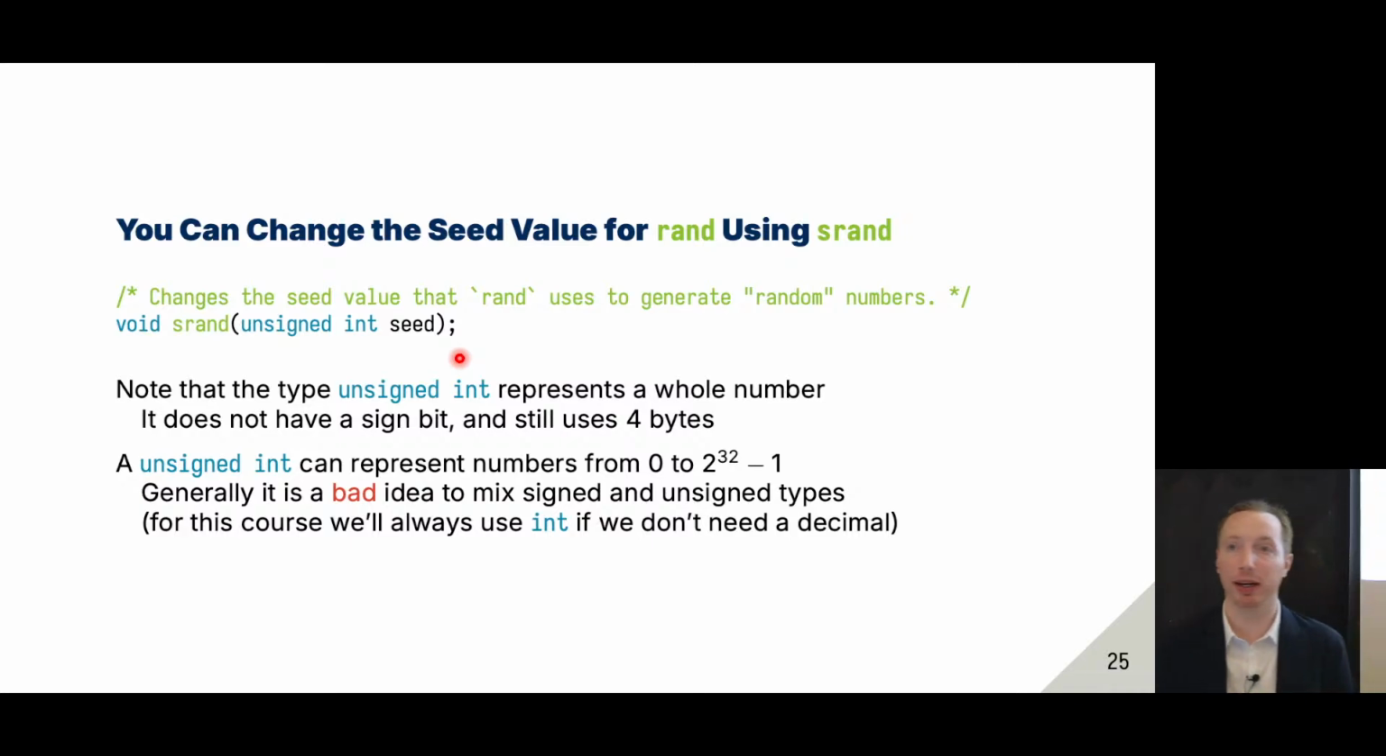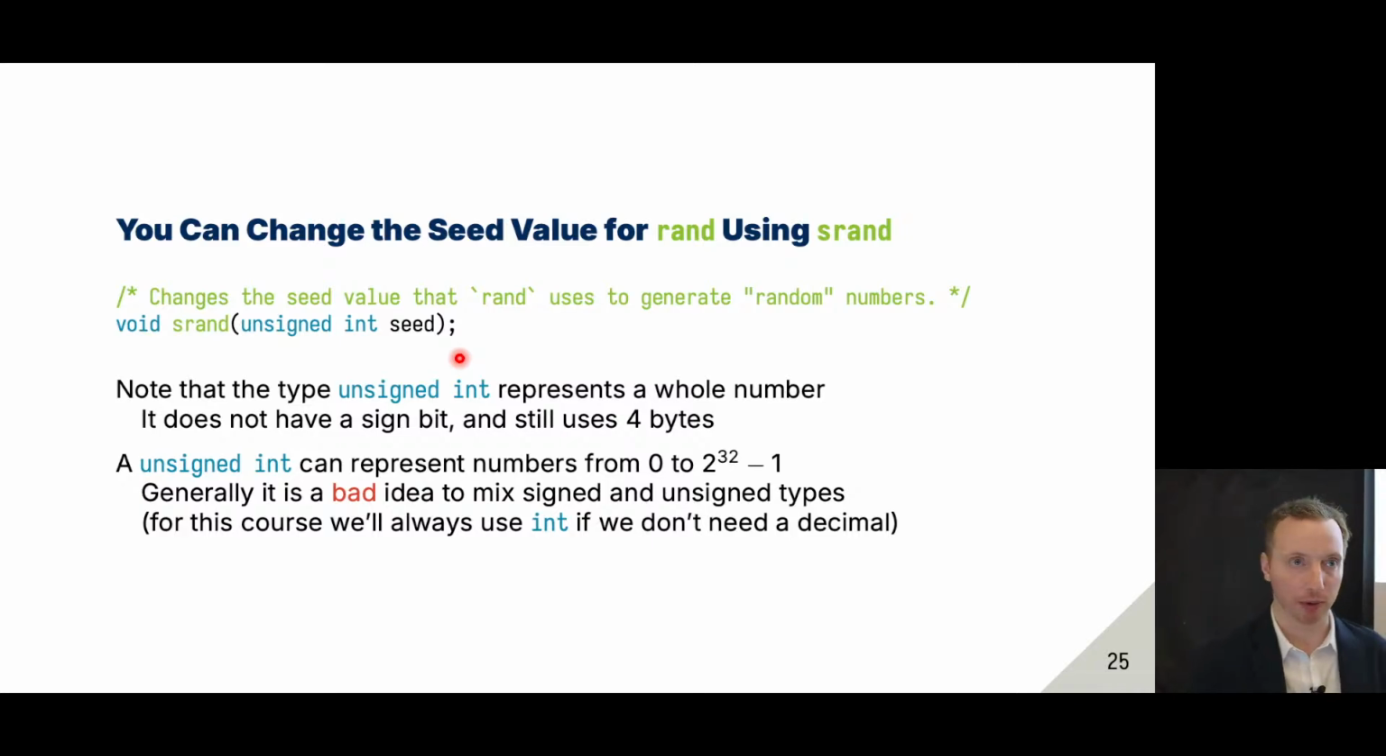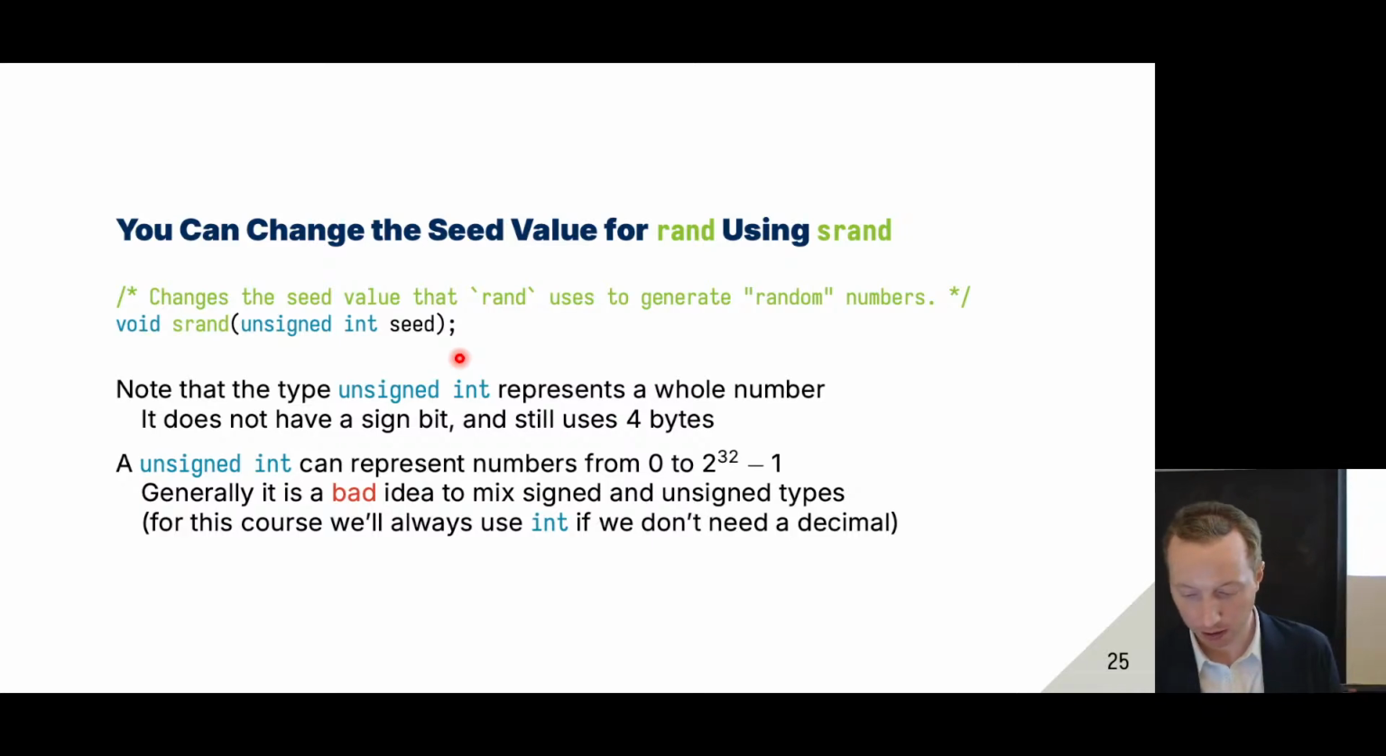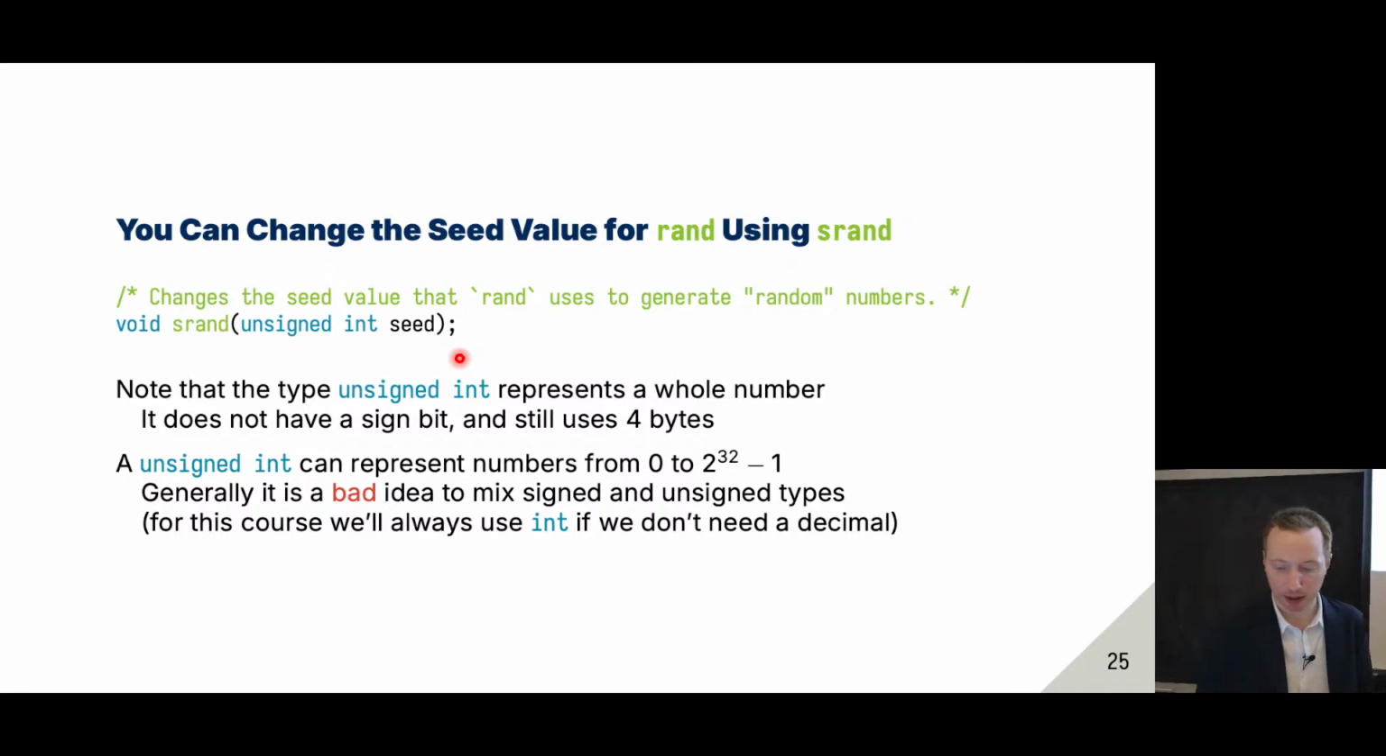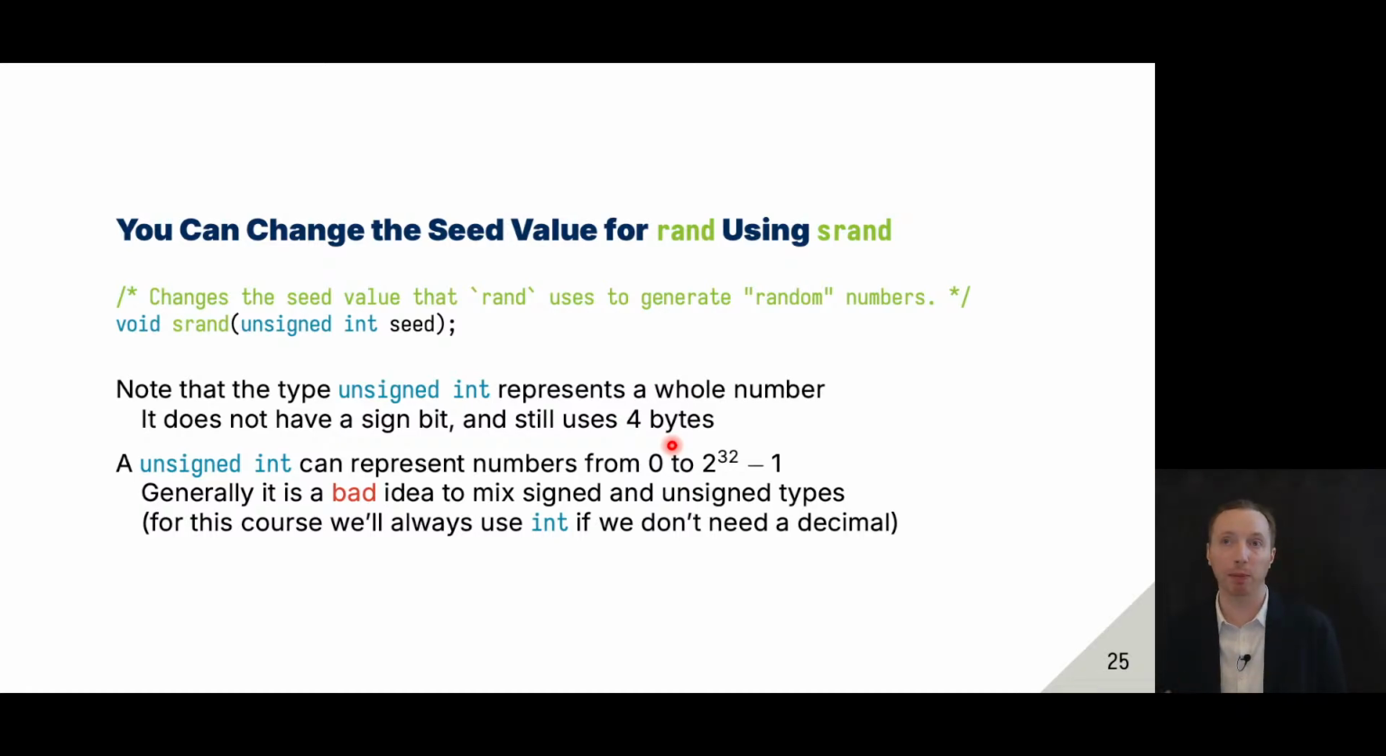So that sign bit isn't there anymore, and it can only represent whole numbers. So only 0 up to a big positive value. So if it doesn't have a sign bit and still uses 4 bytes, that means an unsigned int can represent the numbers 0 all the way up to 2 to the 32 minus 1. So it can't represent any negative values, so it can represent more positive values.